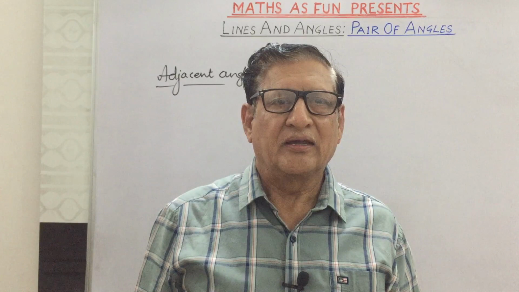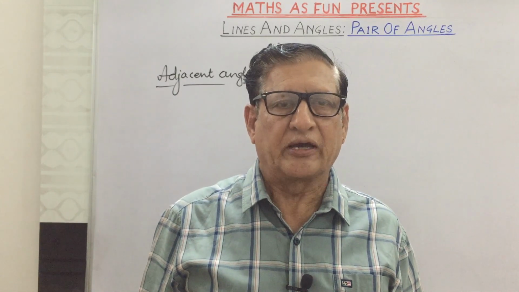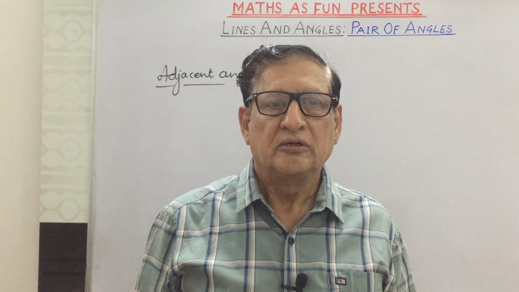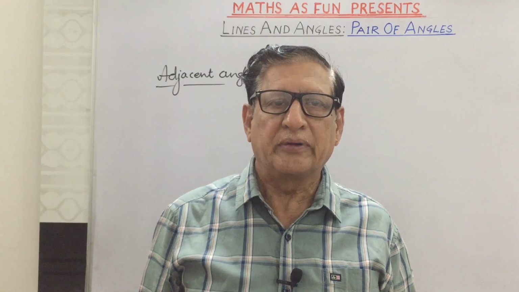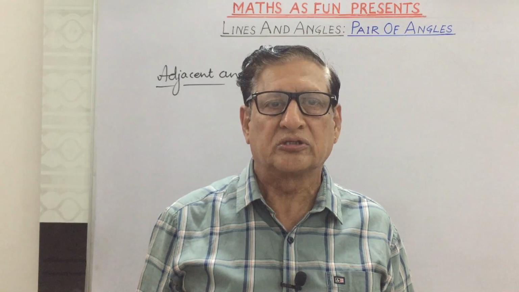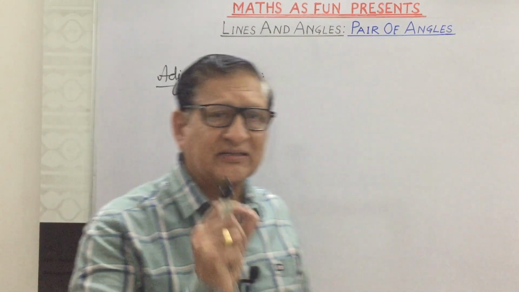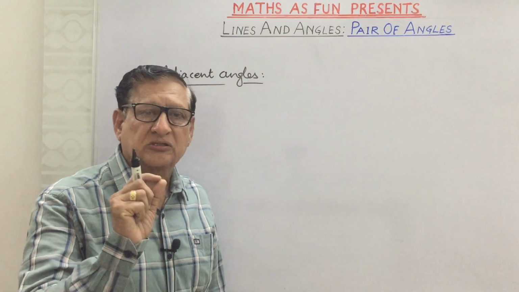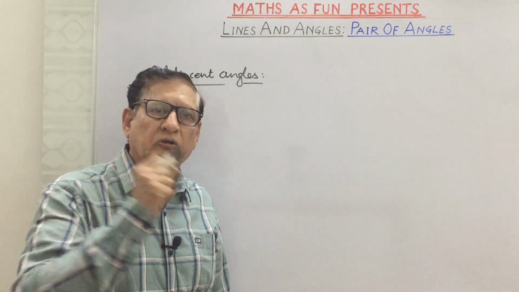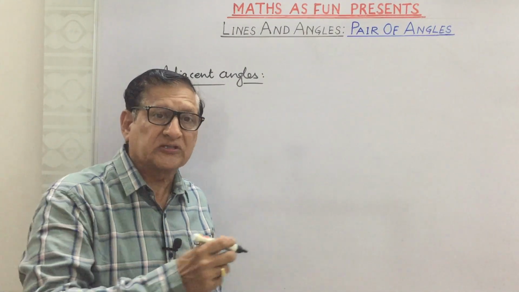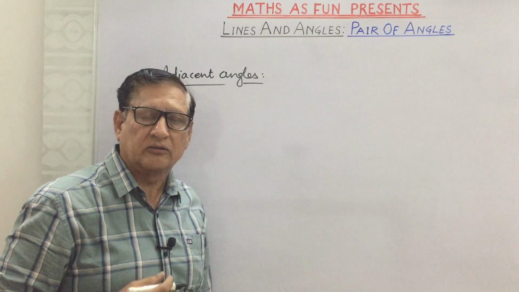Hello everyone. In this video we will learn about pairs of angles, that is adjacent angles, linear pair of angles, supplementary angles, complementary angles and vertically opposite angles and the concepts of them. What is the meaning of pair? Pair means two objects. Here also we say pair of angles means two angles. In that, first of all, we learn about adjacent angles.